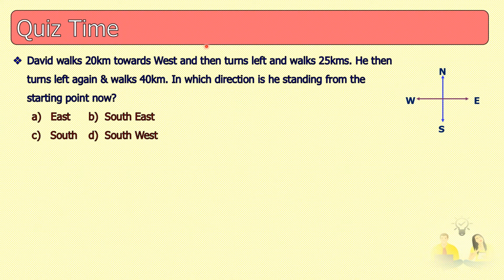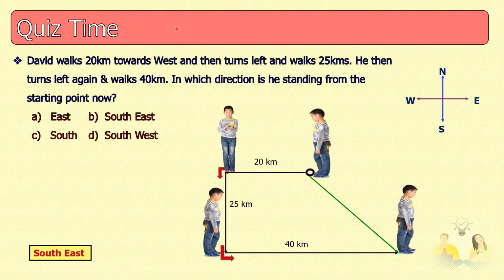Next question. David walks 20 kilometers towards west and then turns left and walks 25 kilometers. He then turns left again and walks 40 kilometers. In which direction is he standing from the starting point now? 5 seconds. Answer.